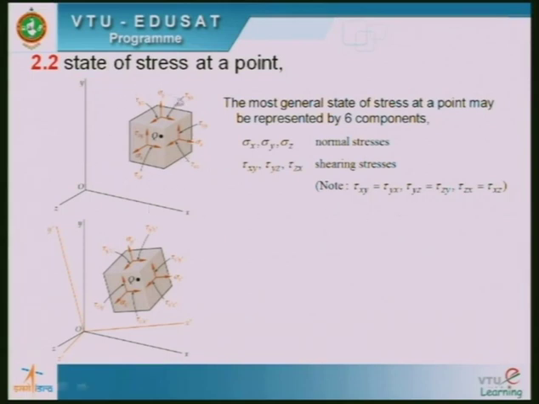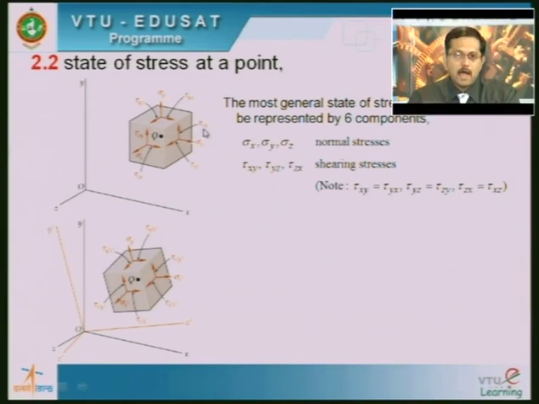Now at a point in a member, it could be subjected to a stress along the x-axis, which is denoted as sigma x. Here I have taken it to be tensile stress. Then on this axis it could be subjected to sigma y, which is again a tensile stress. Then along the z-axis it is sigma z, which is also tensile in nature. Along with this you will also have shear stresses, denoted as tau xy here, which is parallel to the xy plane.